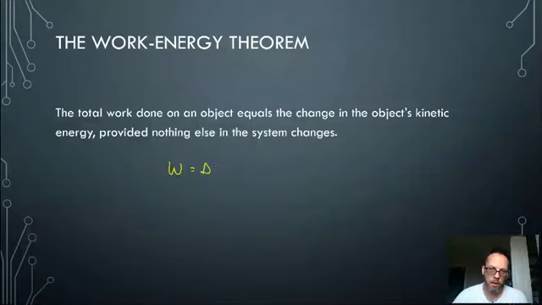Work is delta EK. So, for example, if nothing changes, we're not lifting anything up in the air, or we're keeping a constant level surface, and I do work on an object, I'm going to change its speed and increase its kinetic energy. A more general form of this equation is that work is just change in energy, period. But in grade 11, you just focused on scenarios where the work you do just causes something to speed up.